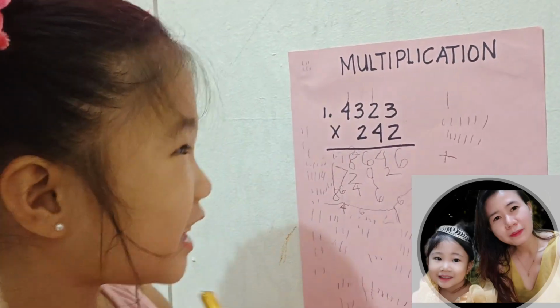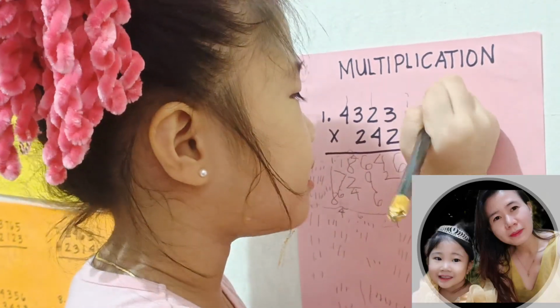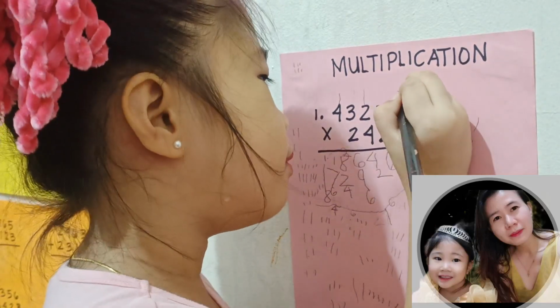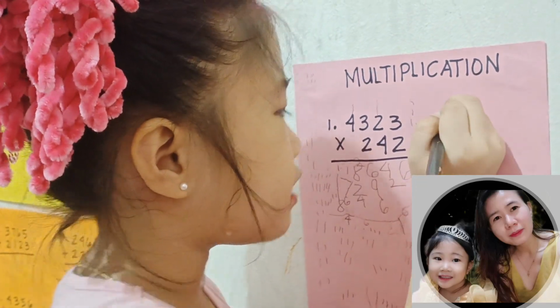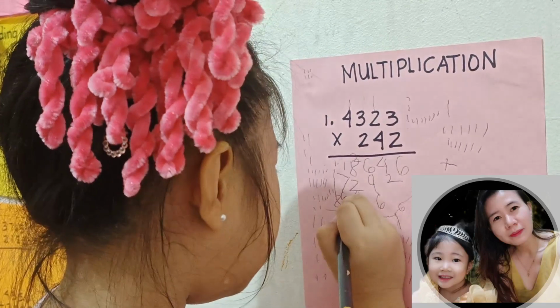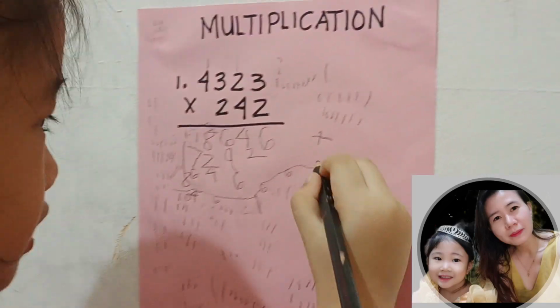1 plus 1 plus 8. Okay. 1, 1, 1, 2, 3, 4, 5, 6, 7, 8. This is 1, 2, 3, 4, 5, 6, 7, 8, 9, 10. Okay.